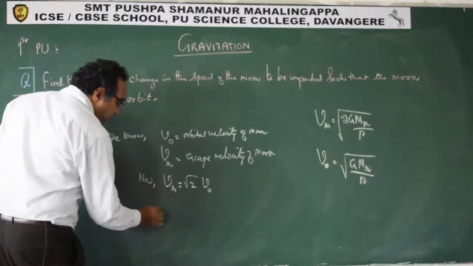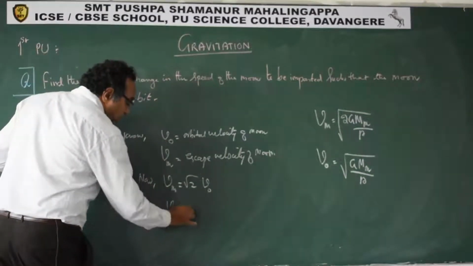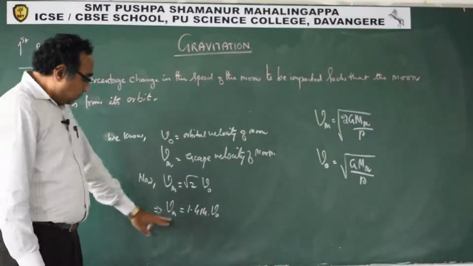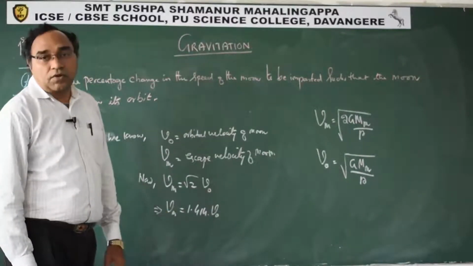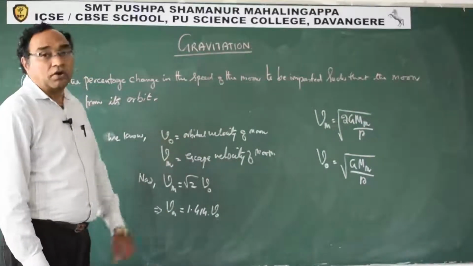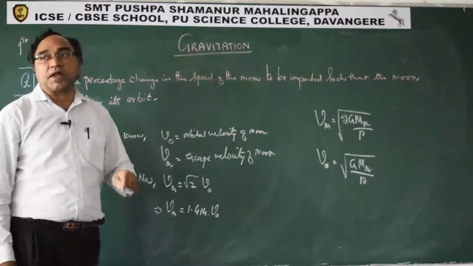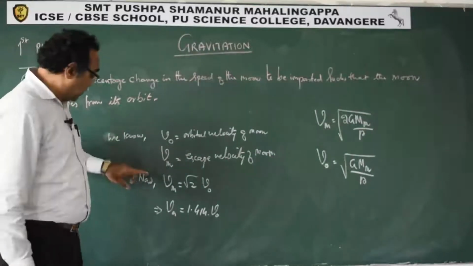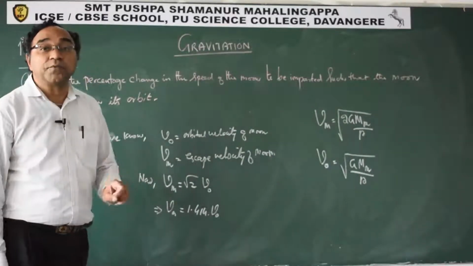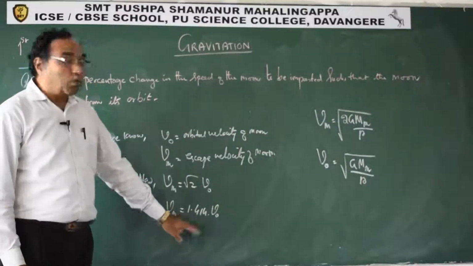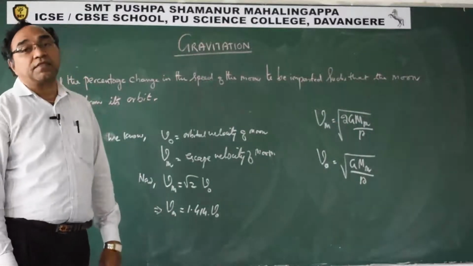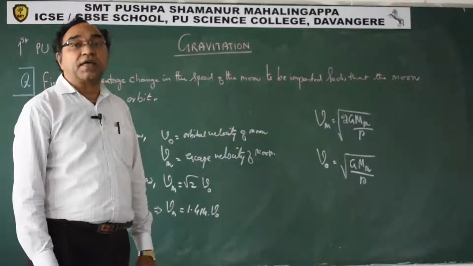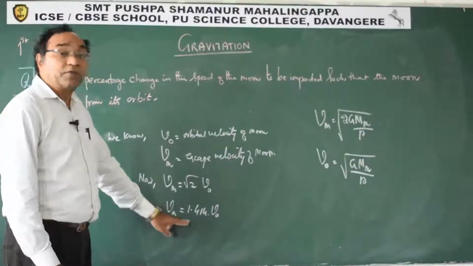This means this is 1.414 times v naught. This is what we have. It is moving with what velocity? It is orbiting with a velocity v naught. Now in order to escape from the gravitational pull of earth, what is the velocity it should possess? It should possess Ve, means a velocity which is at least 1.414 times the speed with which it is now orbiting. By some means, if we are able to increase by this amount, this should be the final velocity.